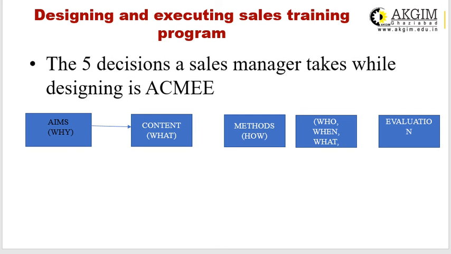Then you have methods, that means how is the training program going to be conducted, what are the various methods that will be used. Then you decide on who, when and what, that who are the people who will be trained, when is the time when they will be trained, what is the training timings. So that is who, when and what. Then you come with evaluation, that after the training has been given you have to evaluate whether the training was proper or not.